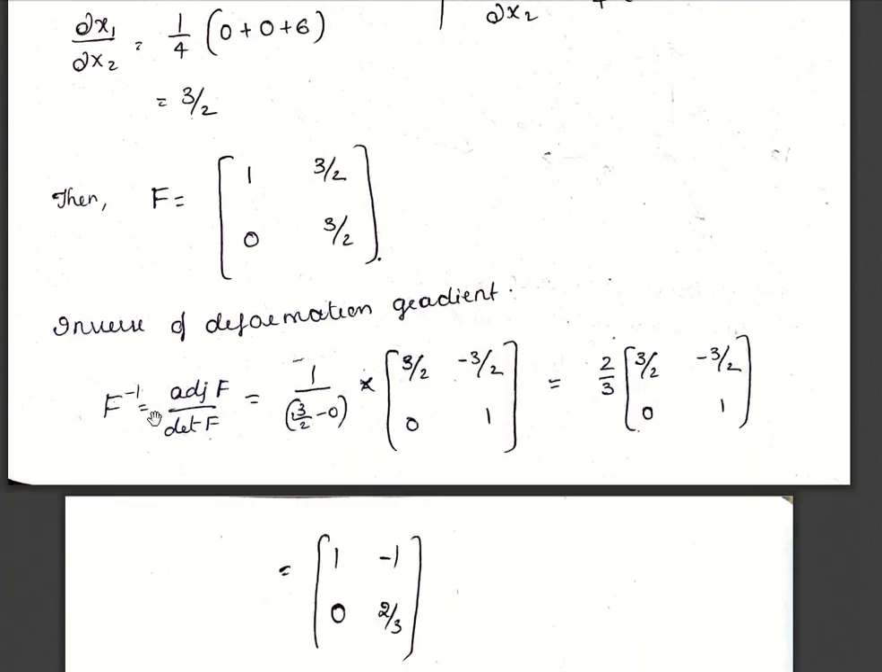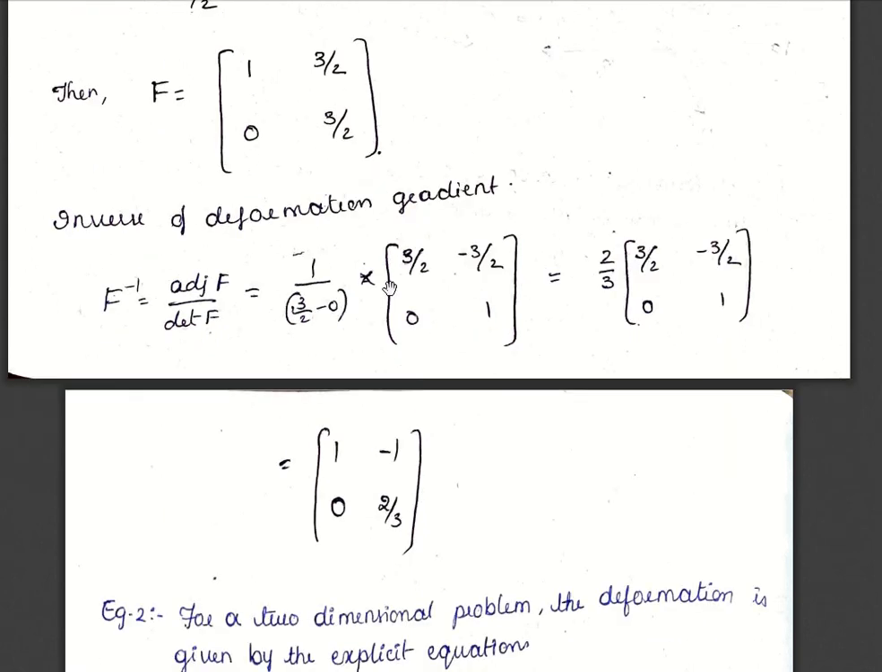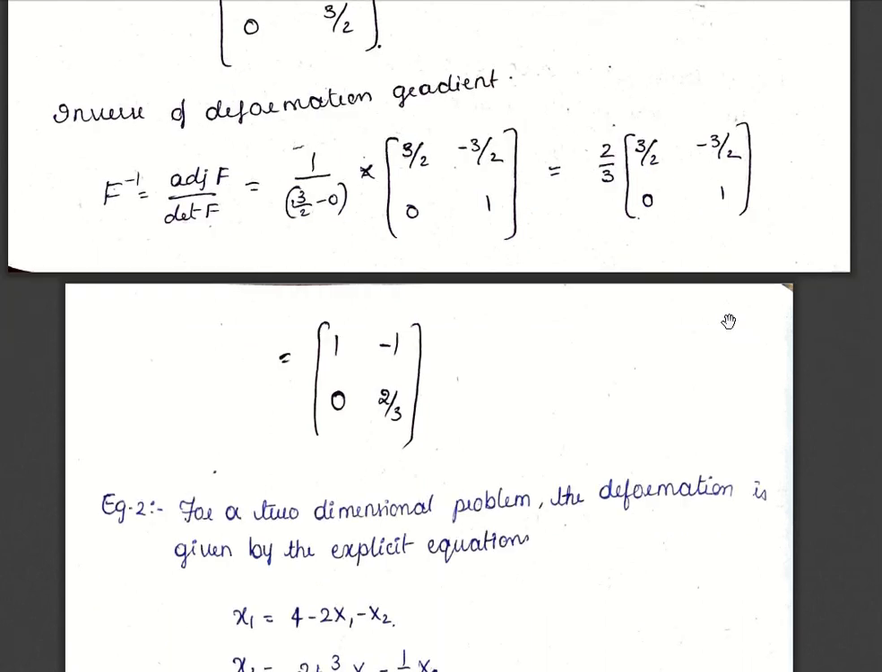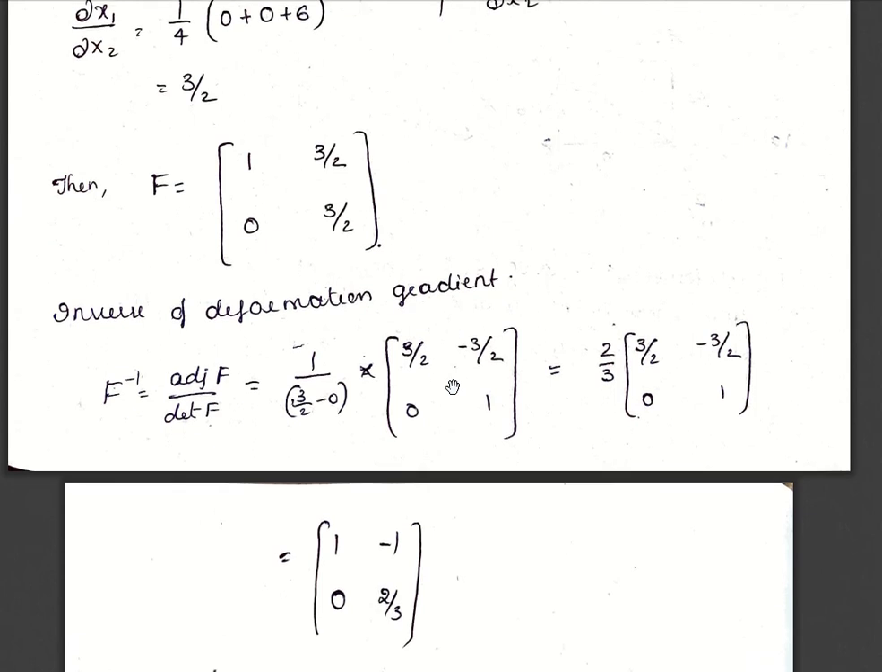For a 2 by 2 matrix, or any square matrix, we have F inverse as adjoint F by det F. That is, 1 by det F, where det F is AD minus BC. So the determinant is 3 by 2 into 1 minus 0, and the adjoint swaps A and D and negates B and C. So we have 2 by 3 into the adjoint matrix. If we take 2 by 3 inside, we can write it as 1, minus 1, 0, 2 by 3. So that's over. We have found F inverse and F.